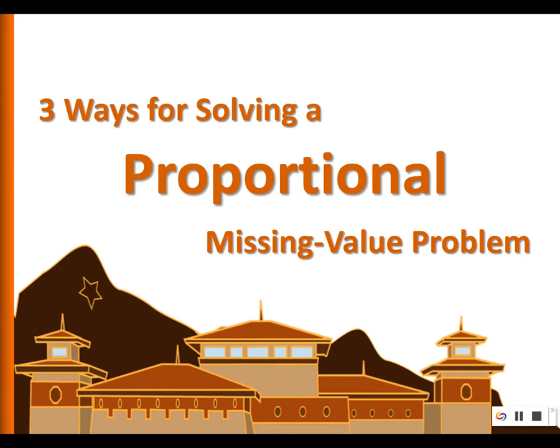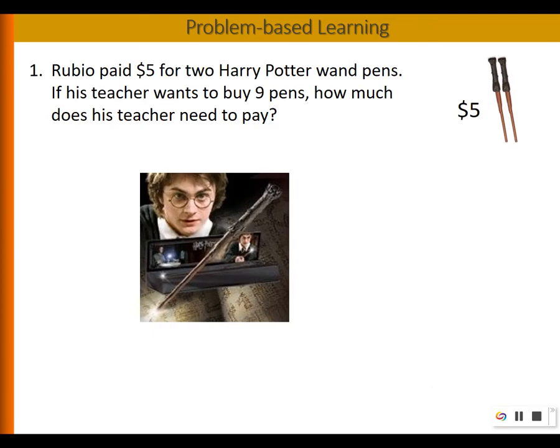In this video, we will learn three ways for solving a proportional missing value problem. So let's consider this problem. Rubio paid $5 for 2 pens. If his teacher wants to buy 9 pens, how much does his teacher need to pay?